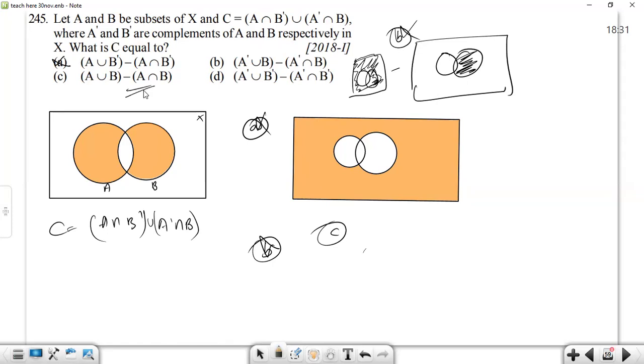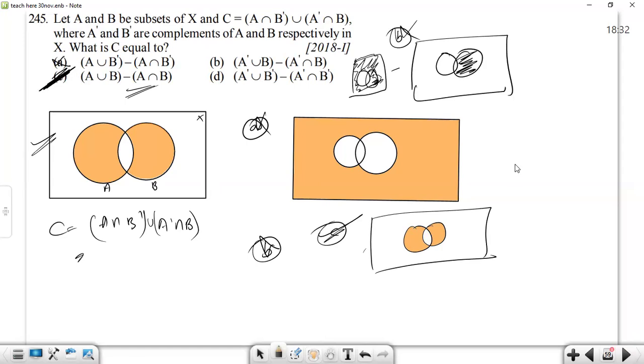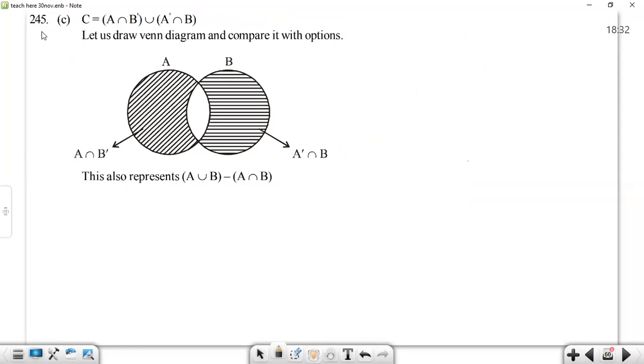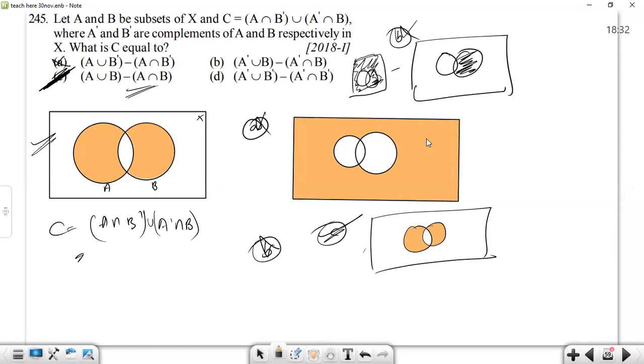Okay, looking at this, it is clear that option number C should be the correct answer. A union B is basically everything included in these two. If we subtract the intersection part, what remains is this, which is our set C as given. So C should be the correct answer. Is everything clear? Any doubts? Yes, C should be our correct answer. Any doubts, anyone? No doubts. Great.